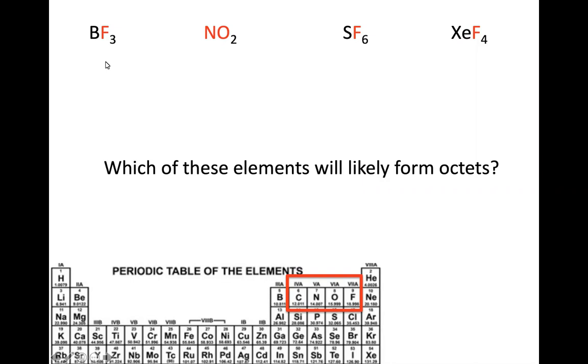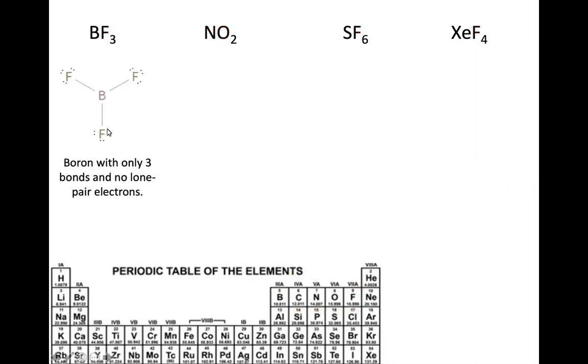In BF3, I'm making octets for the fluorine, but boron only has 3 bonds, and there are no lone pairs present on it. This would be an example where we don't have an octet, because we only have 2, 4, 6 around the boron instead of reaching 8. Boron is a great example of one that does not reach an octet.